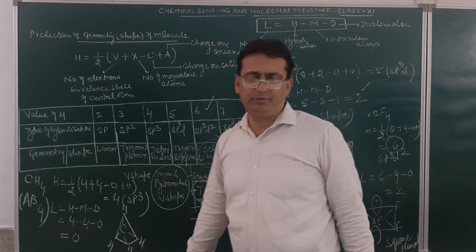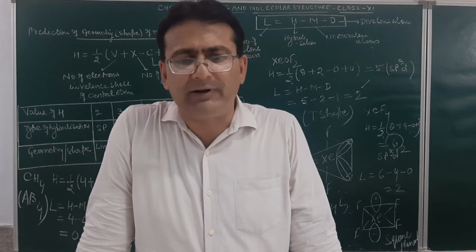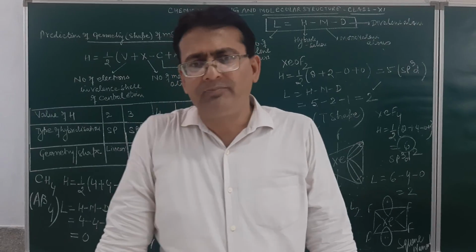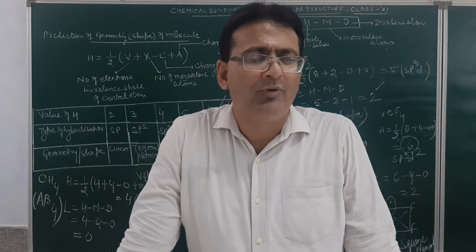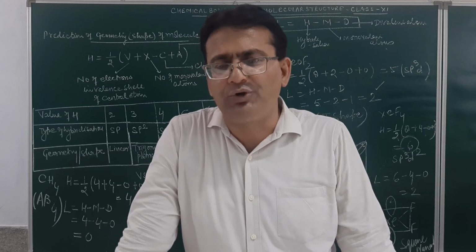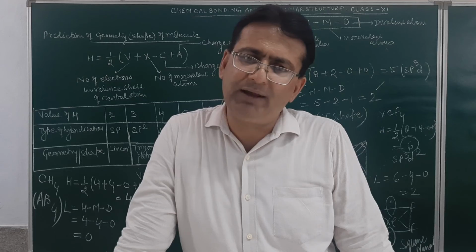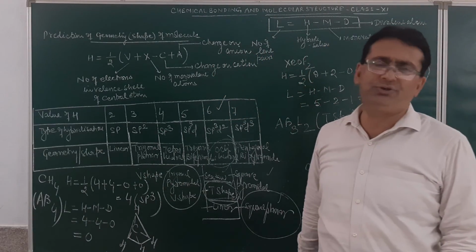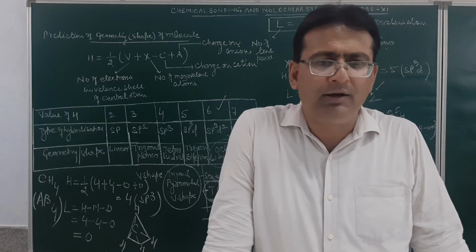Am I clear, student? So you must have been able to understand how we determine the geometry of the molecule. We may determine the regular as well as the irregular geometry of the molecule. The formula is H equal to half into V plus X minus C plus A, and the lone pair will be equal to H minus M minus T. I think the concept of hybridization must have been very clear to you, student. We have done with you how to find out the geometry of the molecule.